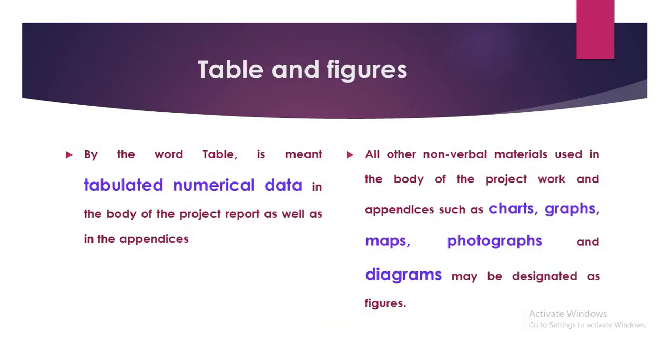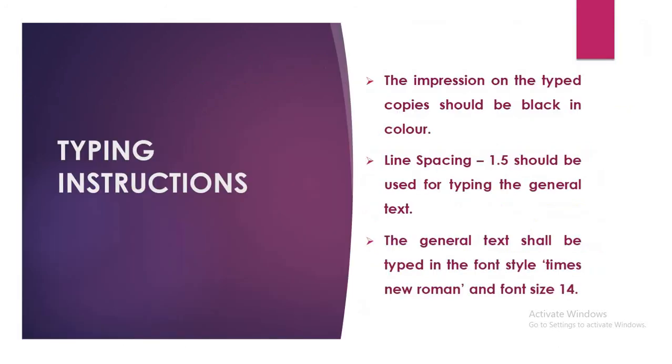Tables and figures. By the word table is meant tabulated numerical data. Anything else where you are getting a tabulated value, maybe in materials and methods or results and discussion, any tabulated numerical data, you should give a caption for a table and it should be kept in the list of tables. And other things like non-verbal materials used in the body of the project work, maybe chart, graph, map, photograph, diagrams, etc. should be given a caption for figure, and it should be kept in the list of figures.